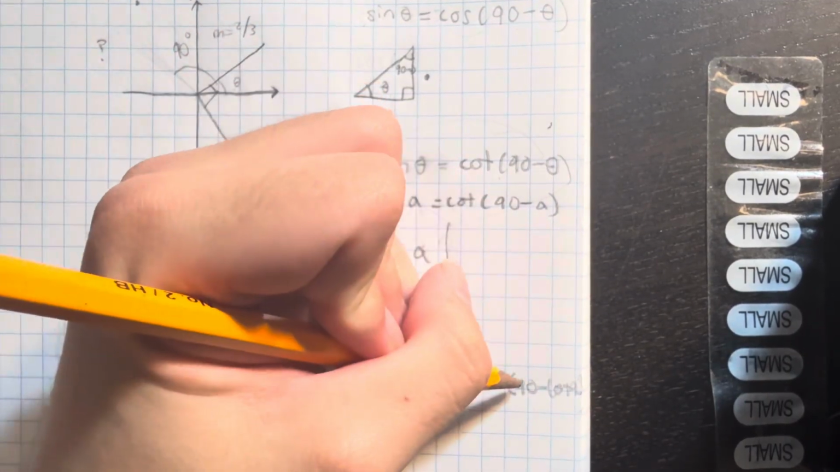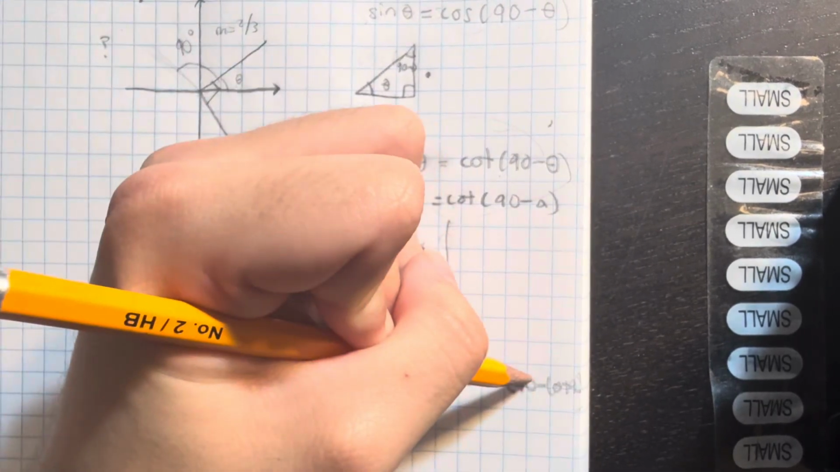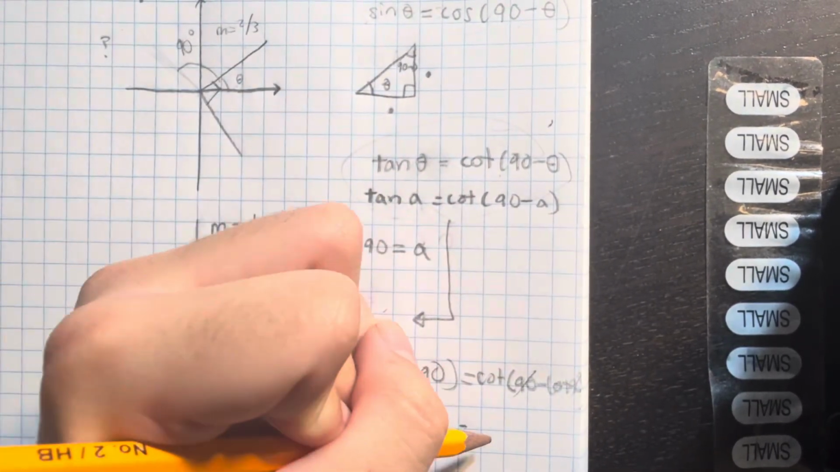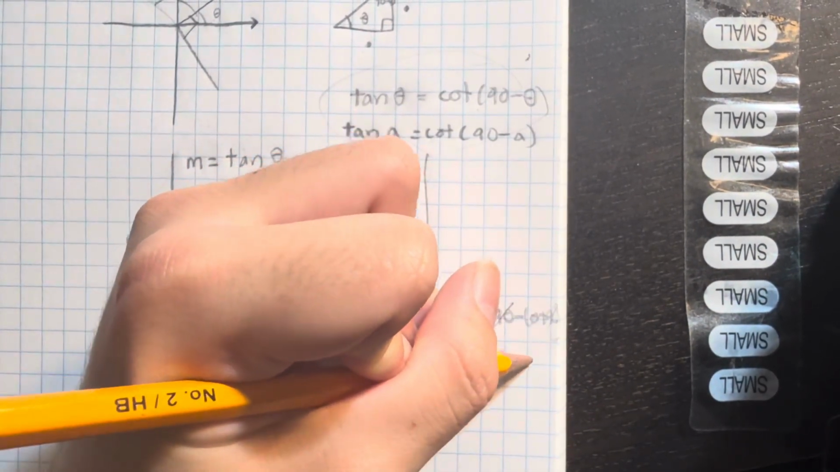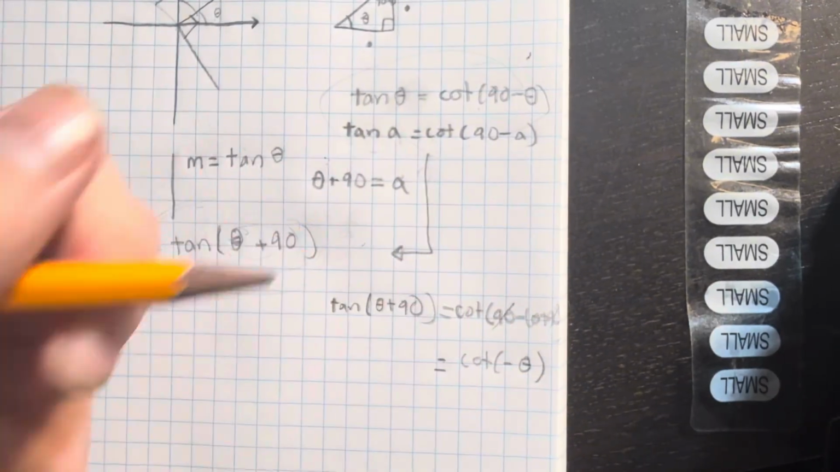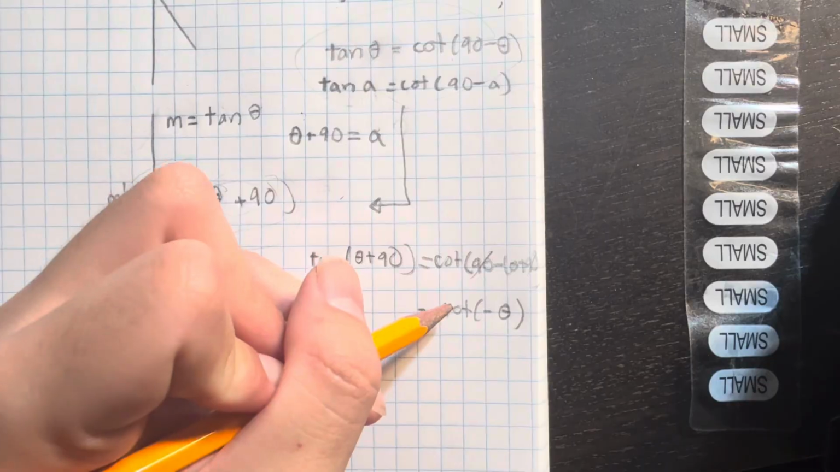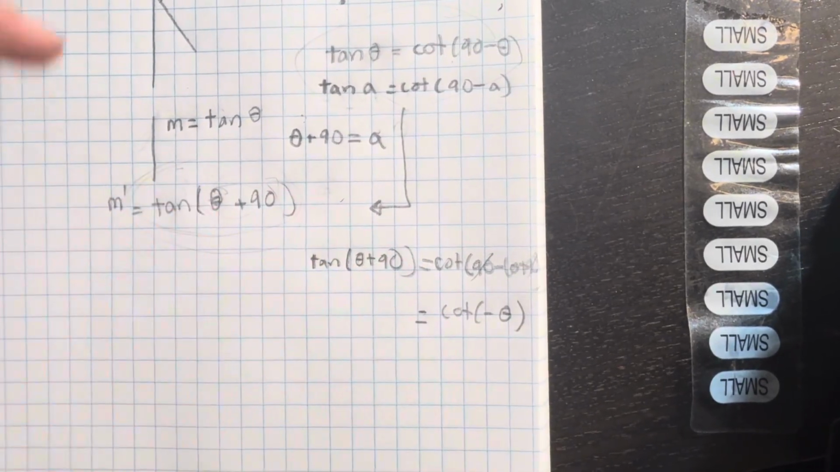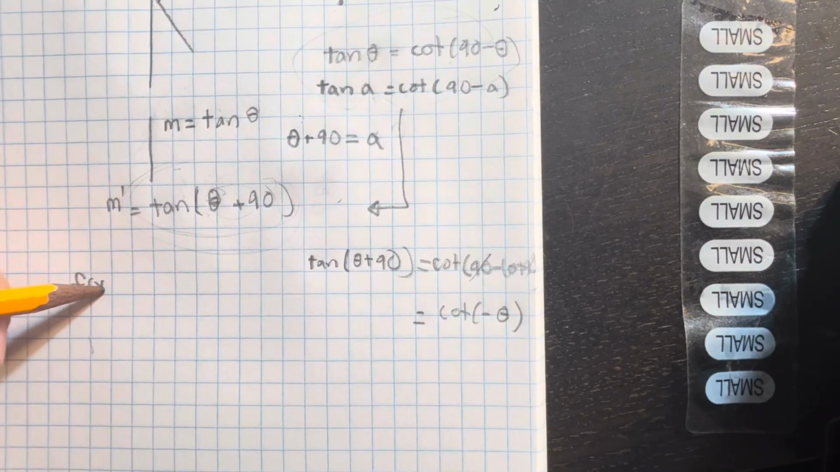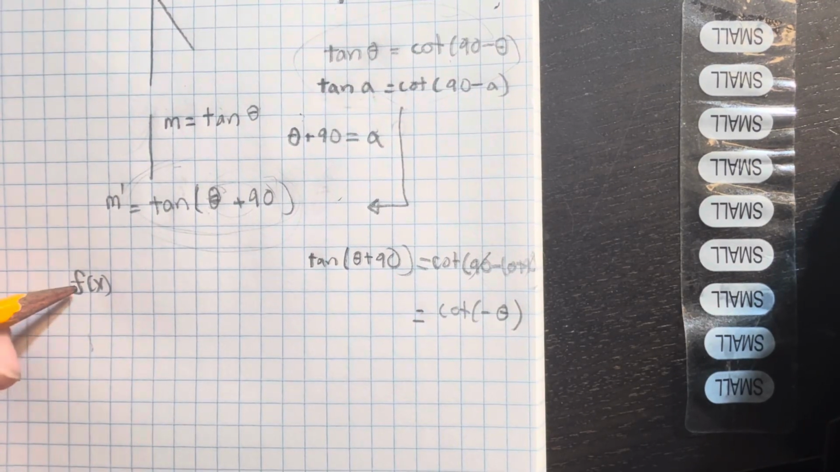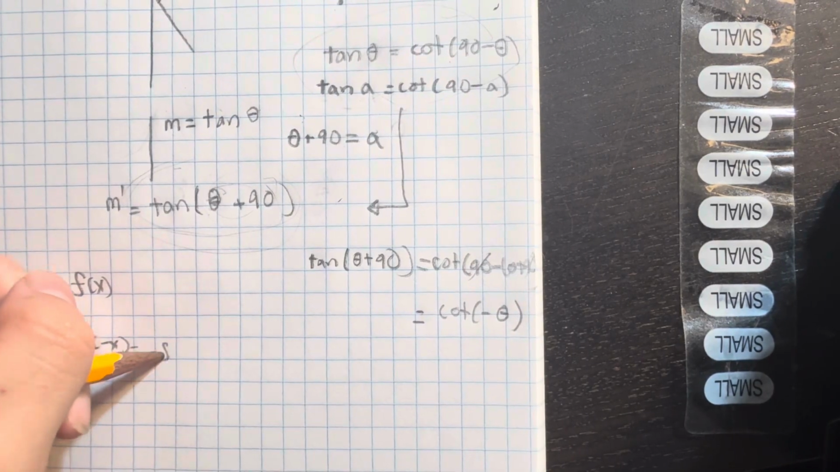So there's a 90 minus theta plus 90. The 90s cancel out, so we are just left with cotangent of negative theta. Now what? Well, I'm going to do a little magic here. We know that cotangent is an odd function. An odd function, for those of you that don't know, if we have f of x, that's our function, for any odd function, f of negative x equals negative f of x.